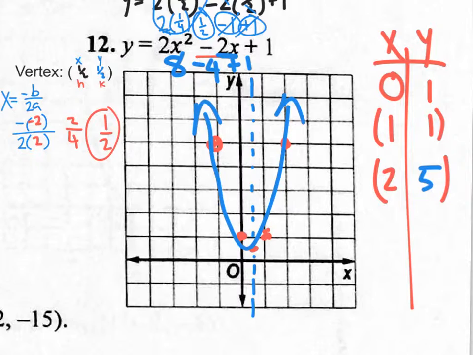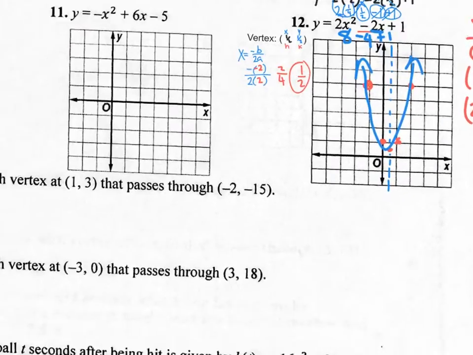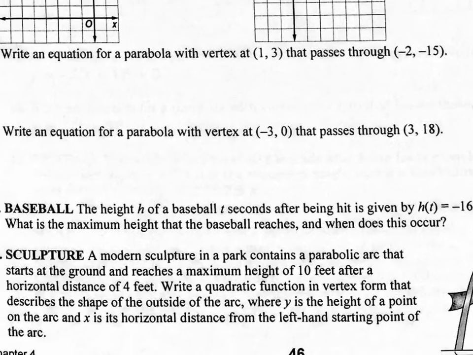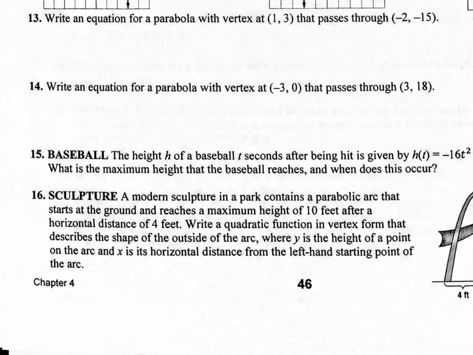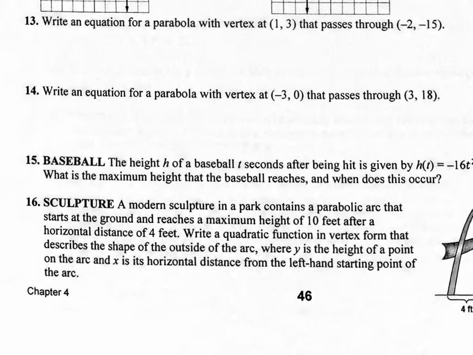Let's move on to the final section of this homework that will be on the quiz tomorrow. It says write an equation for a parabola with the vertex (1, 3) and passes through this point over here. Okay, so they give us two things. They give us a vertex. They want you to write an equation.